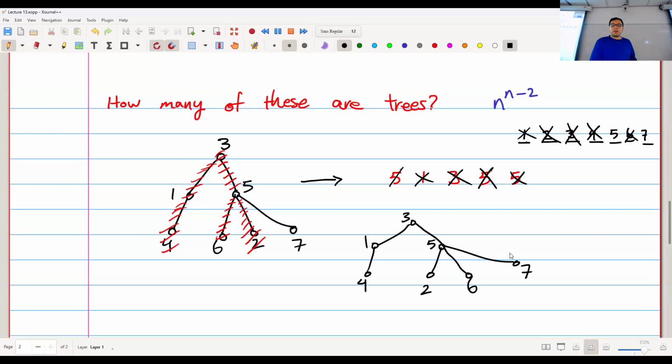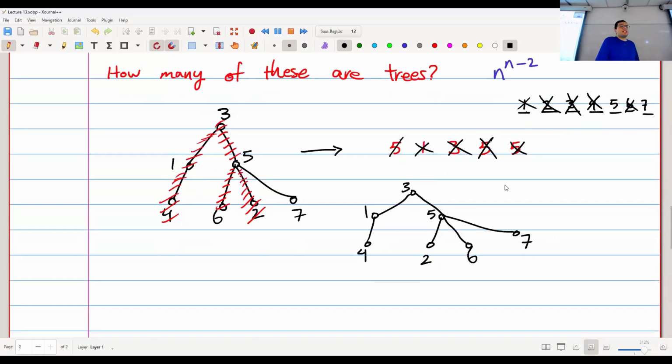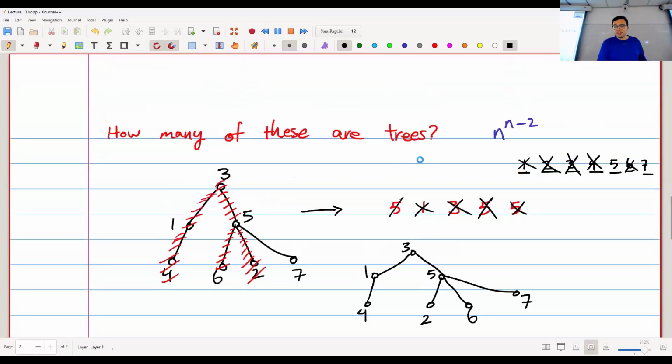Okay. Now, if you give me any sequence of length n minus 2 of my numbers, I can also translate it to a tree. There is no case where my translation fails. So the number of trees is equal to the number of these sequences. And I have a sequence of length n minus 2. In each of the places, I have n choices for what number to write. So I have n to the power of n minus 2 such sequences. So the total number of trees is n to the power of n minus 2. Okay.